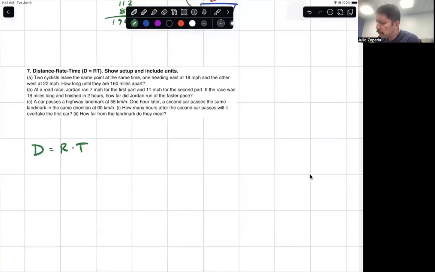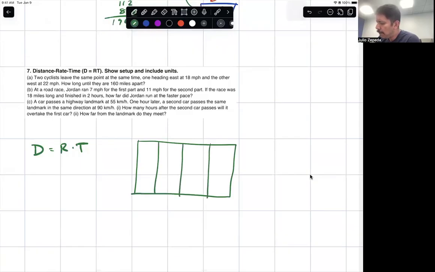And I like to organize my information into a little table where usually we have the name of some of the, well, we'll fill it in just a moment so you can see what I mean. And then distances, rates, and times. And then the bottom I leave as a total column or total row. Okay, so let's read the first problem and then we'll talk about what these names are.